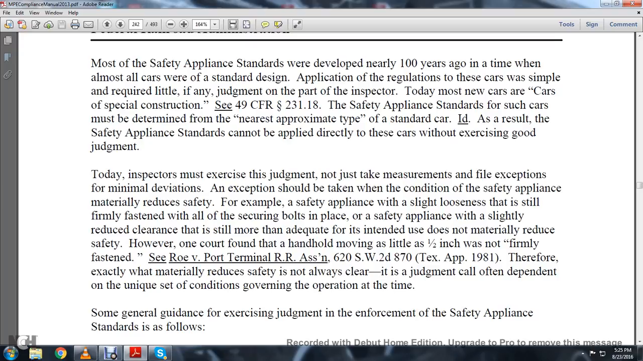The safety appliance will slightly reduce the clearance, but it is still adequate for its intended use and does not materially reduce safety. However, one court found that a handhold moving as little as 1/2 inch was not firmly fastened. See Roe versus Port Terminal RR Association, 627 S.W.2d 87, Texas App. 1981.